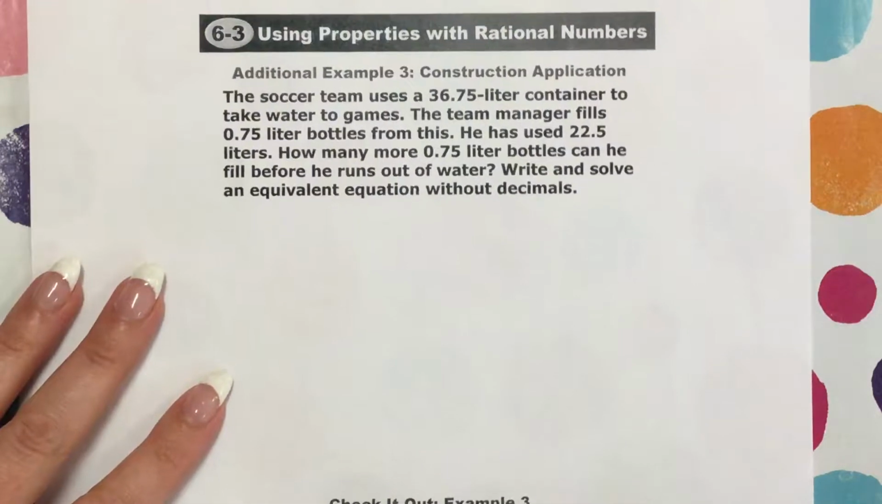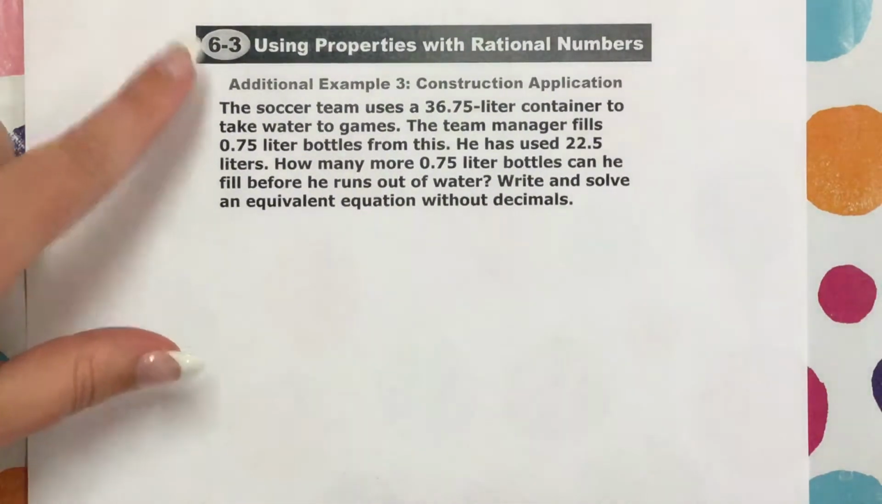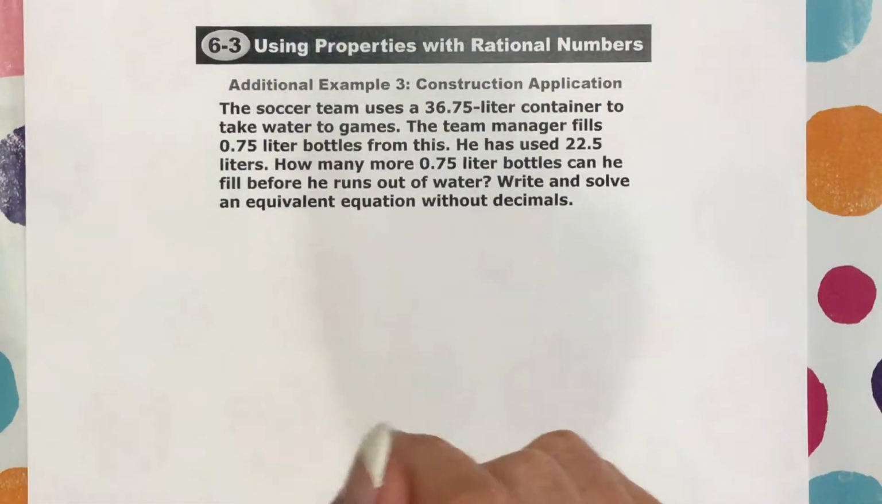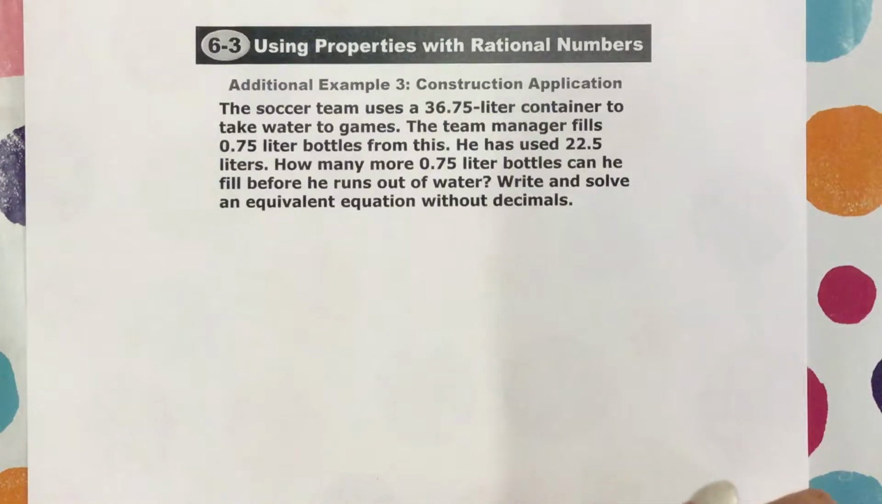Hello, we are back with Chapter 6, Lesson 3, using properties with rational numbers. And we're looking at example 3, which is a construction application.